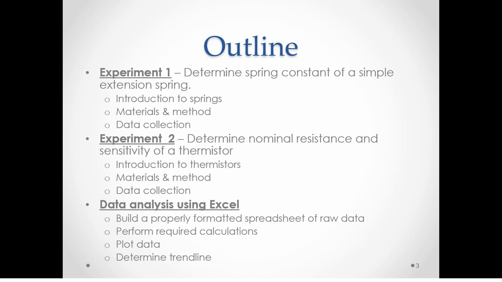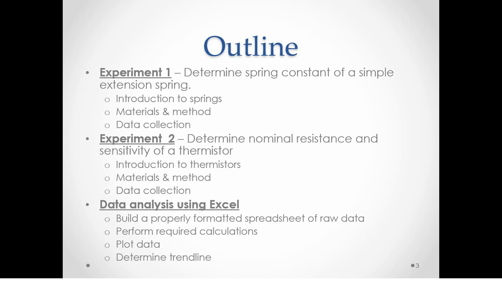In part one, the first experiment, the mechanical engineering experiment, you will collect and analyze data with the objective of measuring the spring constant of a simple extension spring. First, I will cover an introduction to springs. Following that is a description of the materials required to perform the experiment, the experimental apparatus and method, and the collection of raw data. Finally, I'll perform the actual experiment while you collect your own set of raw data from the images that I'll provide.